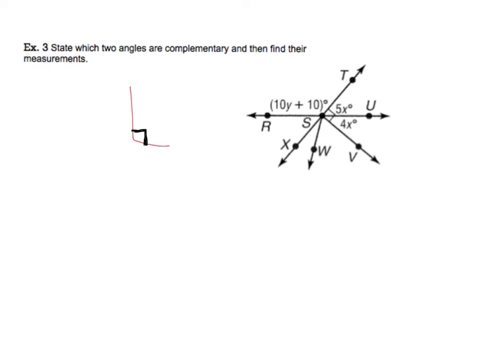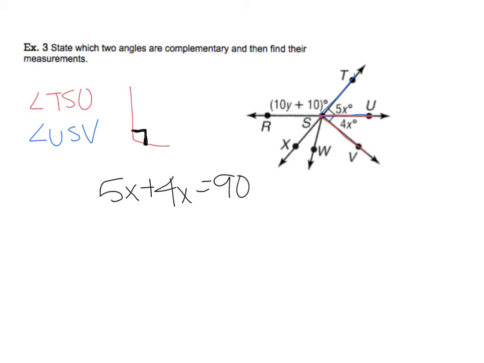So the two angles that we are referring to are angle TSU and angle USB. Okay, so TSU and USB. So those two angles we can see clearly because of this symbol here that they add up to 90 degrees. So angle TSU is 5x. And then I'm going to add angle USB, which is 4x. And we're going to make that equal to 90. All right, well, 5x plus 4x combines to 9x equals 90.